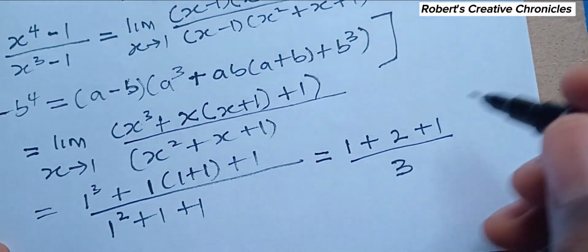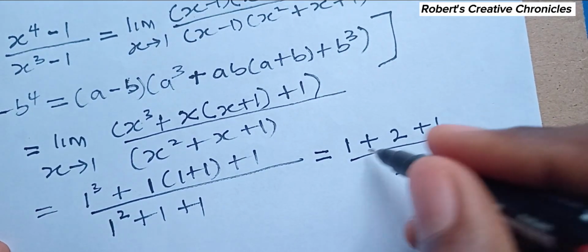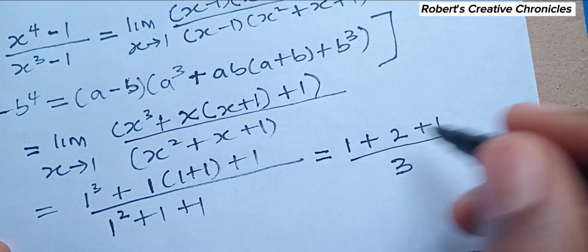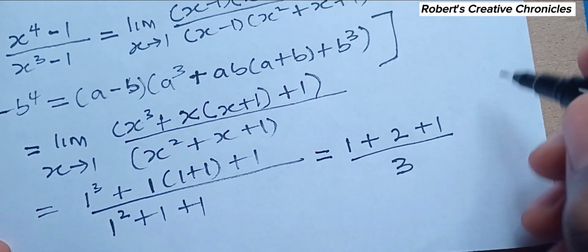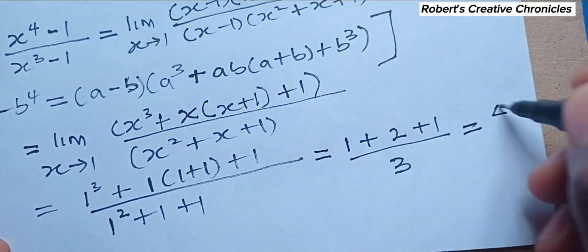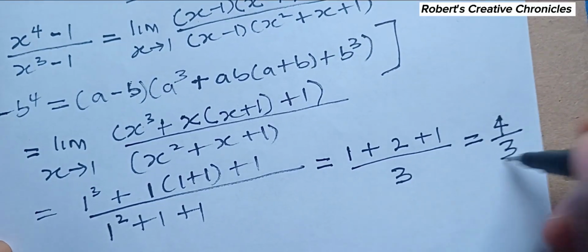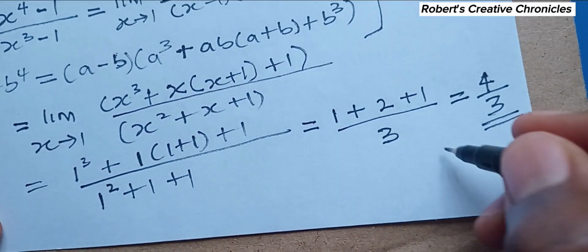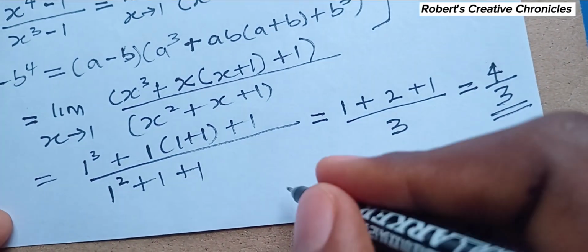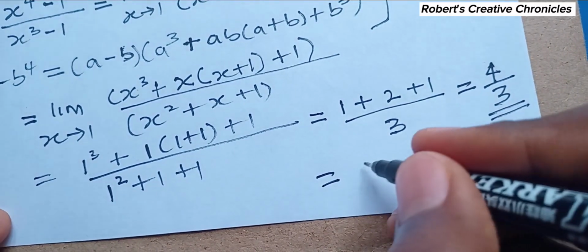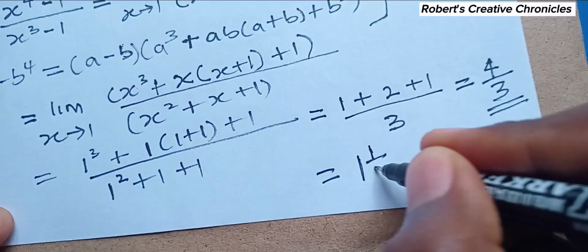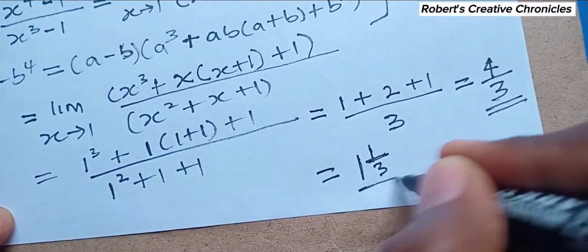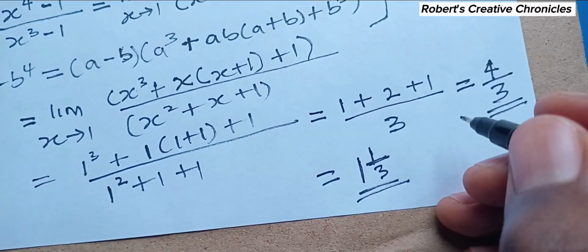So this now becomes 2 plus this one, 3, plus this one, 4. So the answer becomes 4 over 3. This is our answer, and you can also express it as a mixed fraction: 1 remainder 1 over 3. So this is our final answer.